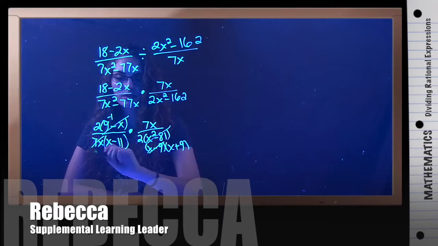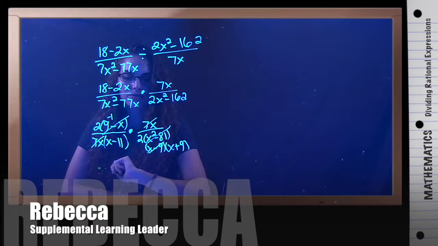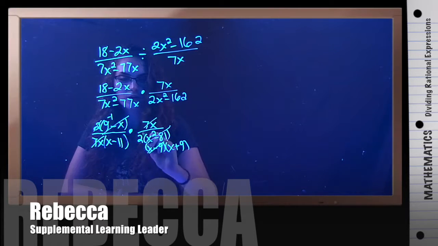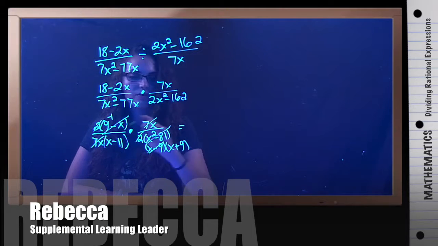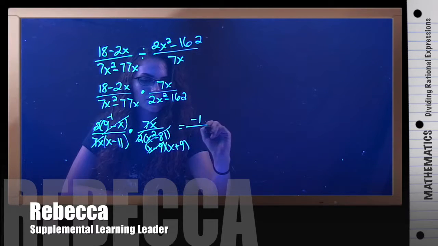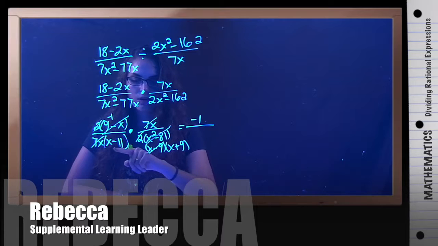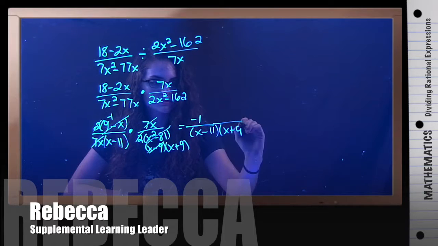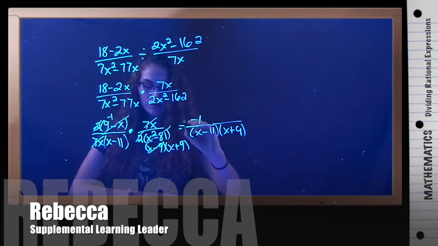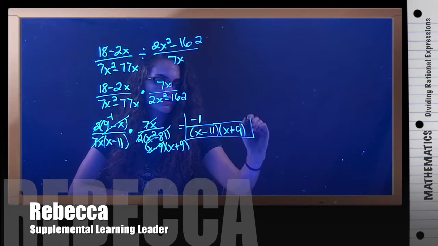And now the 7x's are also common, and we can cancel out those. And the 2's we can cancel out. So on the top, all we have left is this negative 1. And on the bottom, it looks like we have an x minus 11 and an x plus 9. And so that looks like it will be our final answer.